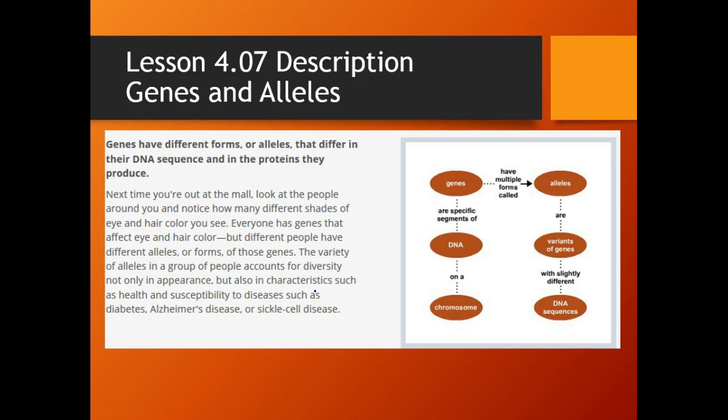So here's a general overview of what we're going to be talking about today. We're going to be talking about the relationship between genes and alleles, and we'll be defining each one. So genes are segments of DNA that are found on a chromosome. And alleles are variants of those genes or versions of those genes. And because they vary, they have different DNA sequences.